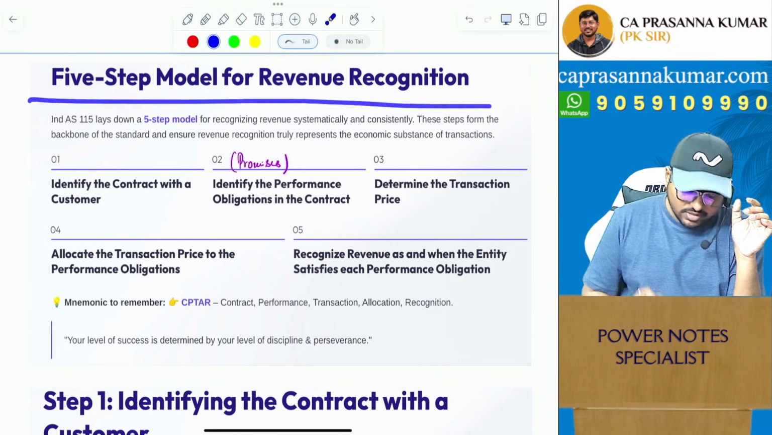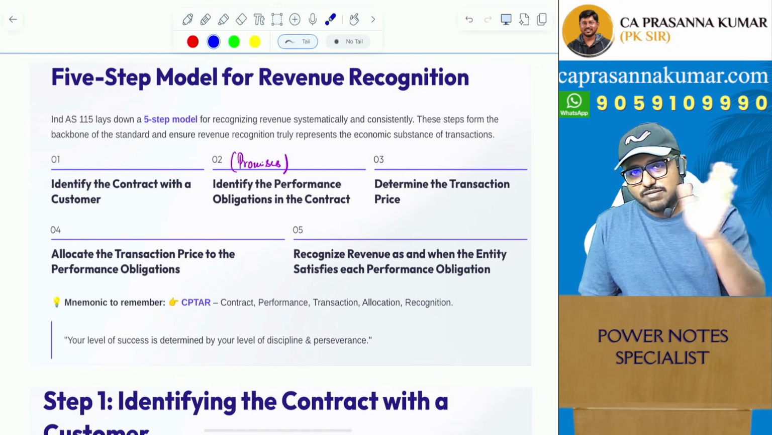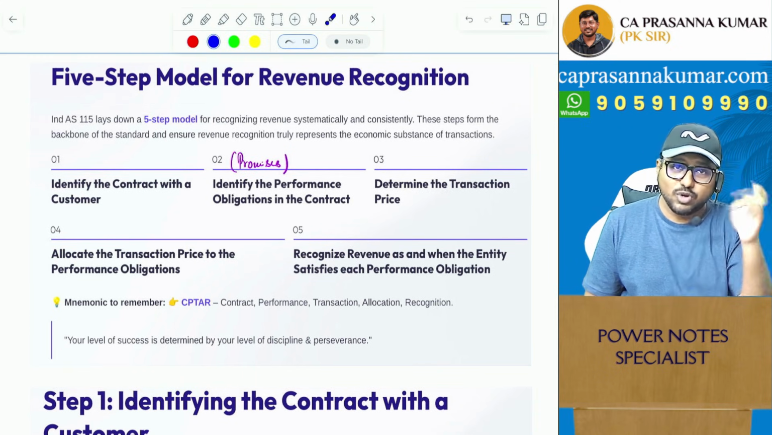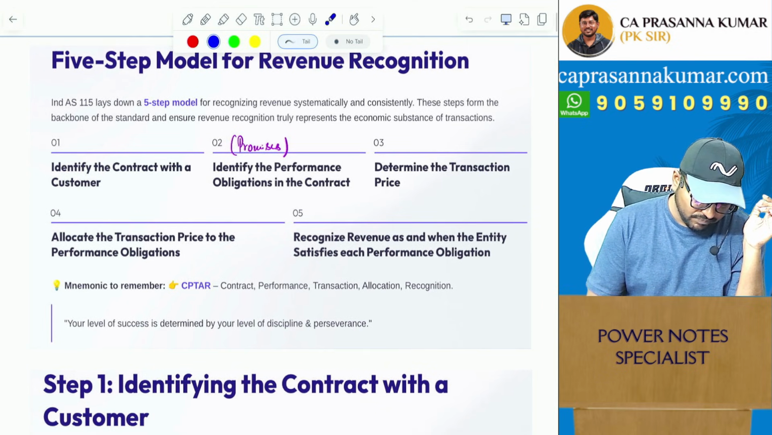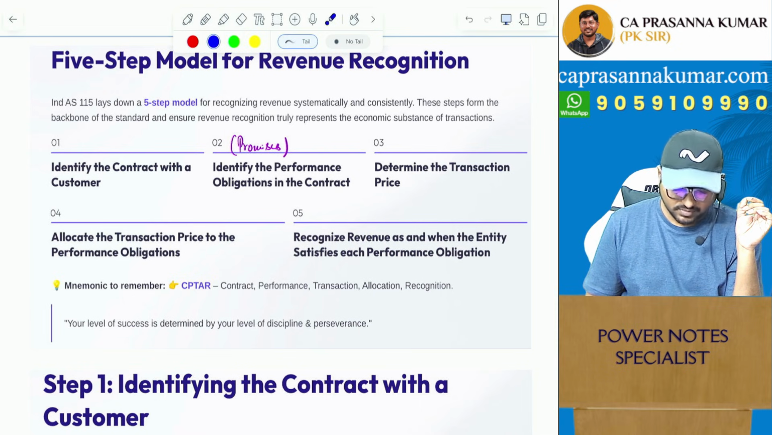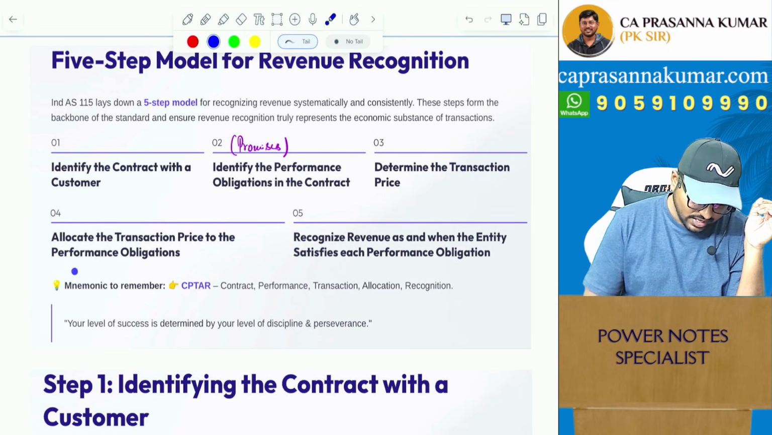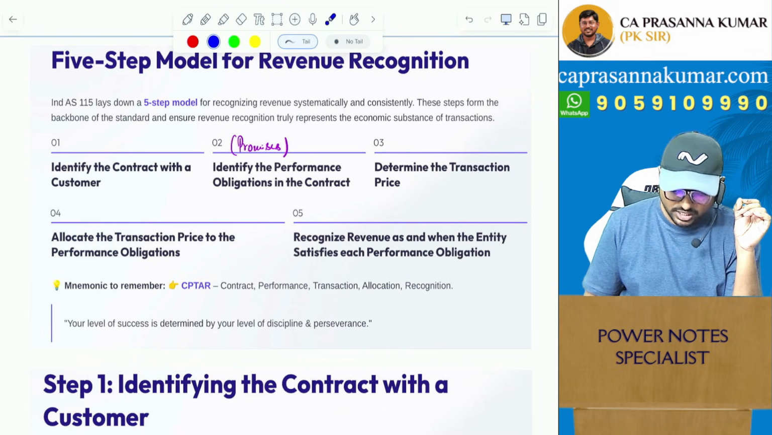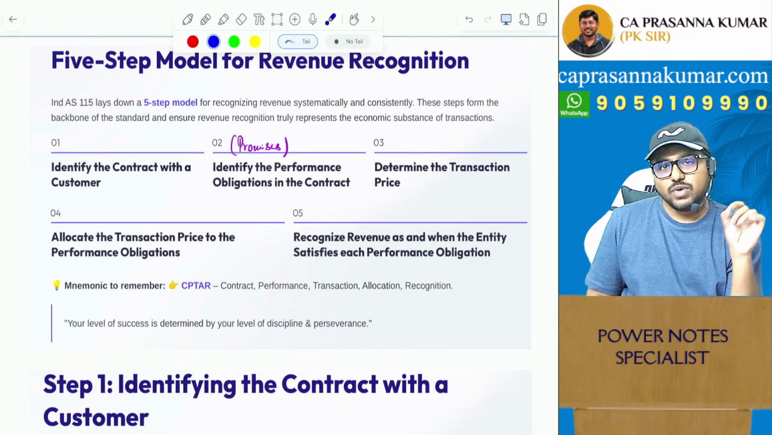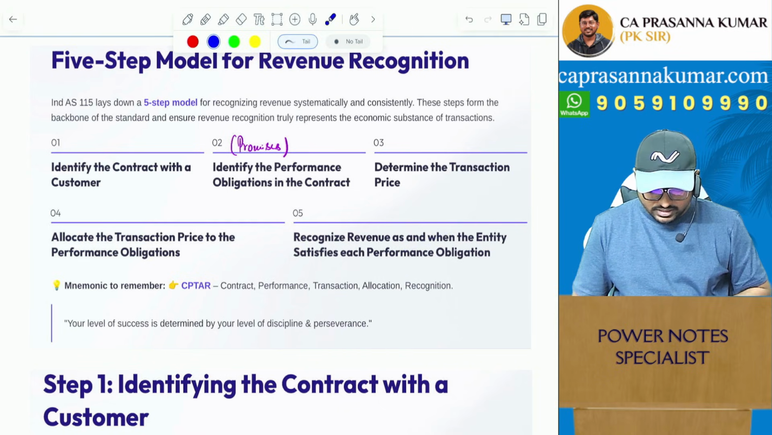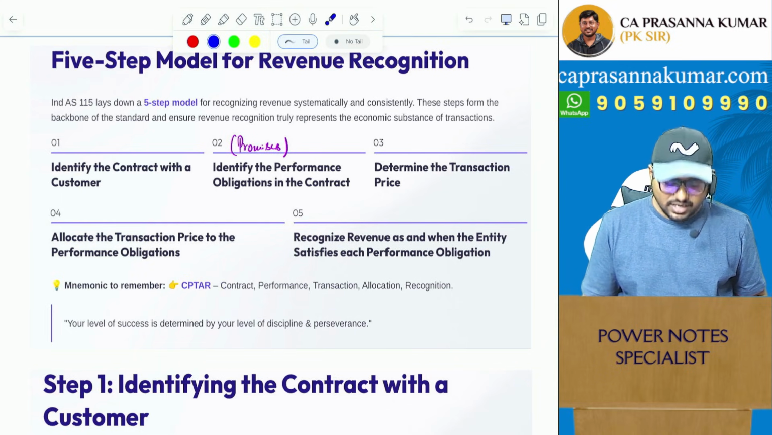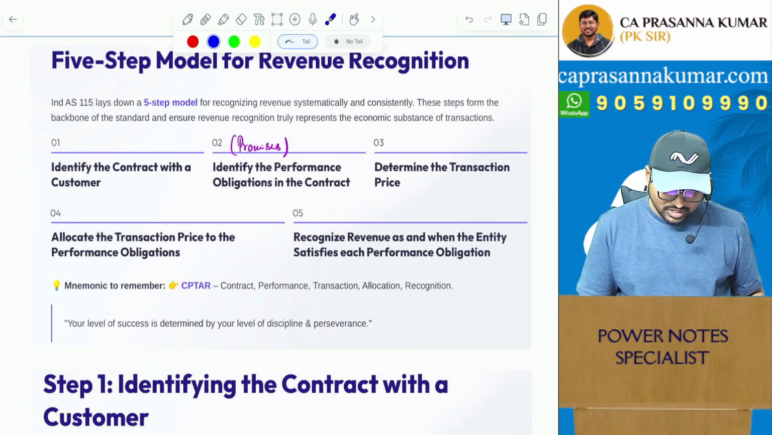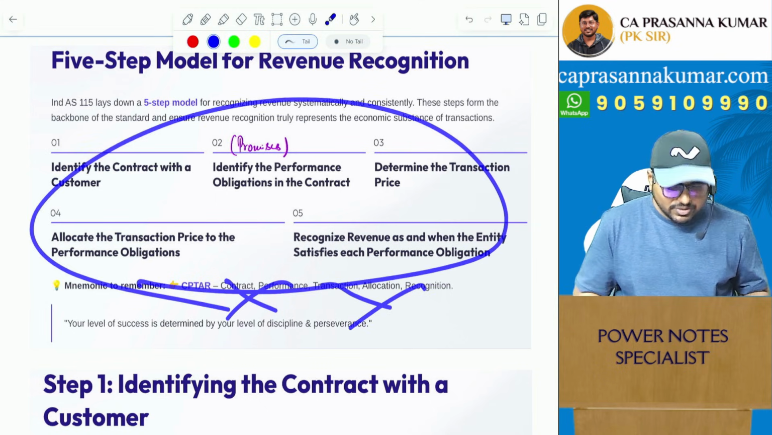Now, coming on to the 5-step model, we have got 5 steps. Once step 5 is finished, then we will know when to recognize the revenue, and how much to recognize as well. So, what are those 5 steps? Identify the contract with customer, identify performance obligation, determine the transaction price, allocate the transaction price to the performance obligation, recognize revenue as and when the entity satisfies the PO. It's very easy to remember. Otherwise, if you want a mnemonic, you can follow this: CPTAR, contract, performance, transaction, allocation, recognition. Although I don't recommend this, just remember, it's pretty easy.